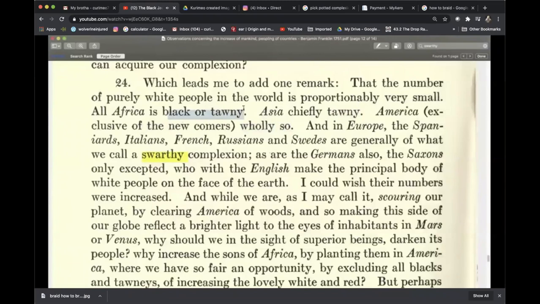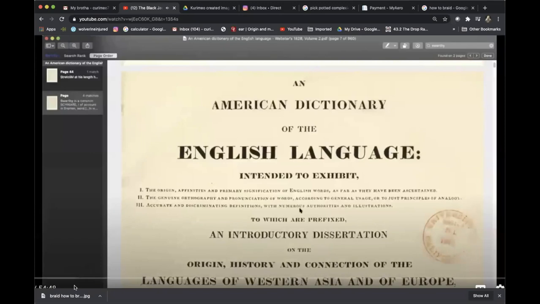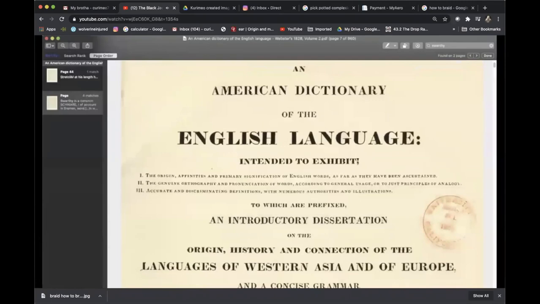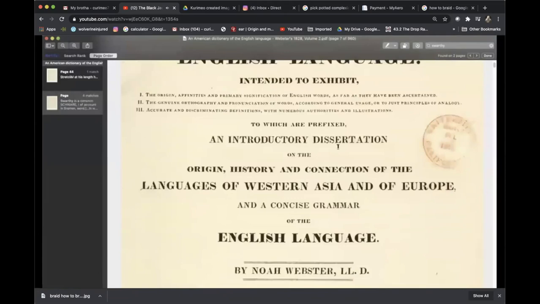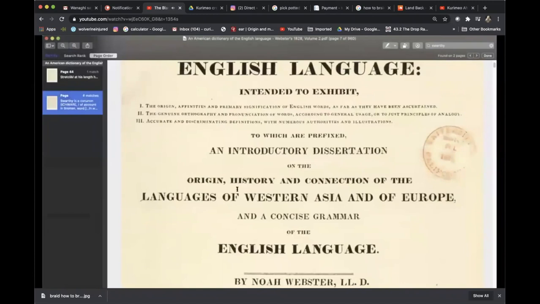And in Europe, the Spaniards, Italians, French, Russians, Swedes are generally of what we call Swarthy complexion. Swarthy. Just in case you don't know what Swarthy is, just a quick reminder, we're here in the American Dictionary of the English Language. This is actually Webster's 1828 dictionary. I got the official PDF. We're going to go all the way to the word Swarthy.